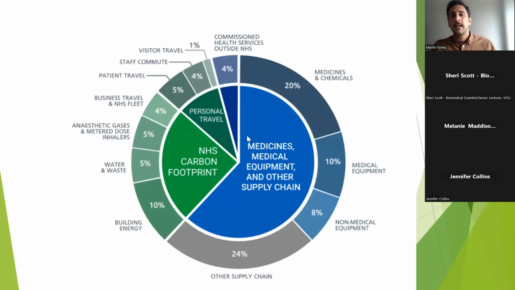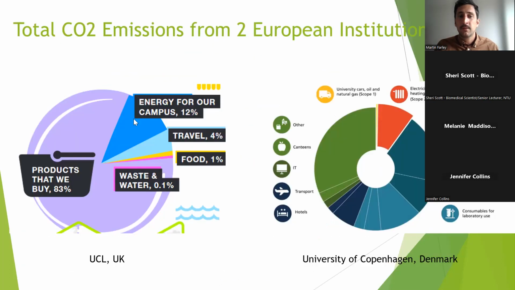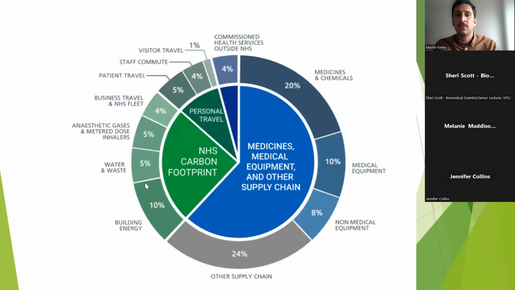So this is the NHS, and I just wanted to show this because it gives a similar message, which is that, again, a lot of this stuff is hard to estimate, but the point is that building energy is small. Building energy consumption is around 10%, which is not too dissimilar to us at UCL and to other large institutions that are doing research. So it kind of checks out.